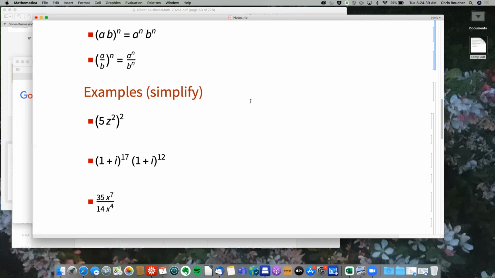You could also have thought, well, this is going to be 5z squared times 5z squared. And whenever I have a product where it's all multiplication, I can rearrange the order however I want. So I can bring the numbers to the front. So that was always 5 times 5 times z squared times z squared. 5 times 5 is 25. Here I'm going to add the exponents because I have powers of the same base. 2 plus 2 is 4. And of course, I get the same answer.